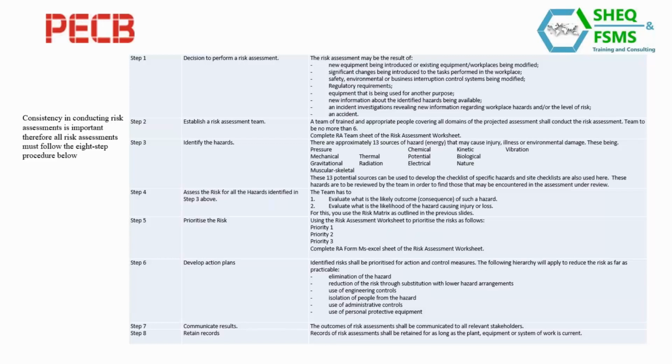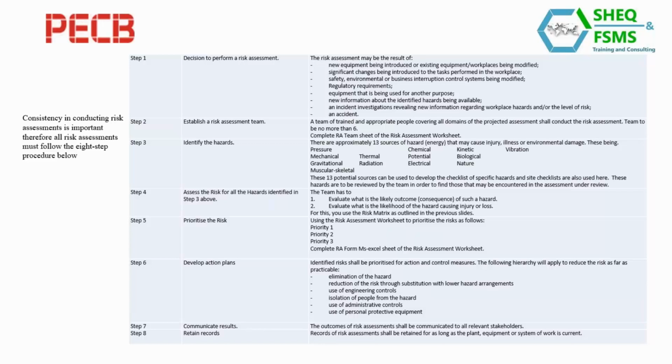Evaluate what is likely, the likelihood of the hazard causing injury or loss. For this, you use the risk matrix as outlined in the previous slides. Step 5, prioritize the risk. Use the risk assessment worksheet to prioritize the risk as follows: priority 1, priority 2, priority 3, priority 4 and 5. Complete the risk assessment form on the Microsoft Excel sheet of the risk assessment worksheet.